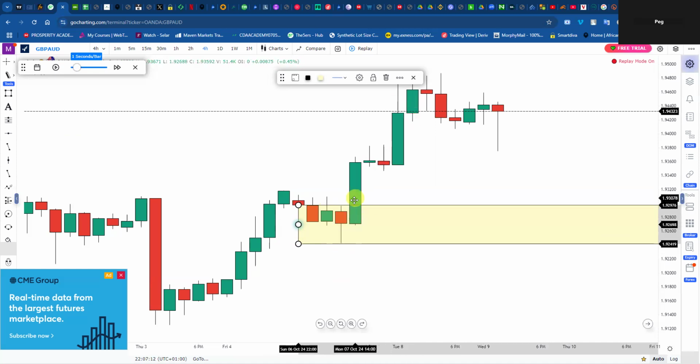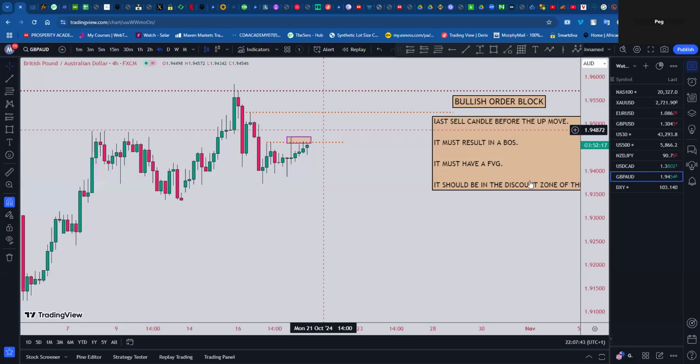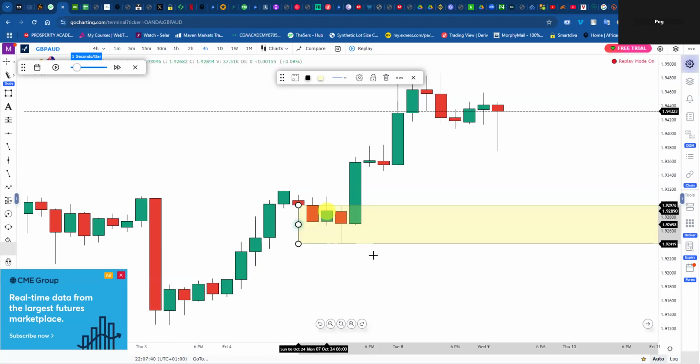Two, it must cause a break of structure. Three, it must cause a displacement, meaning it must have a fair value gap attached to it. And four, it should be in the discount zone of the price range. So any other block that has a fair value gap attached to it, and that fair value gap has not been mitigated by any candle.